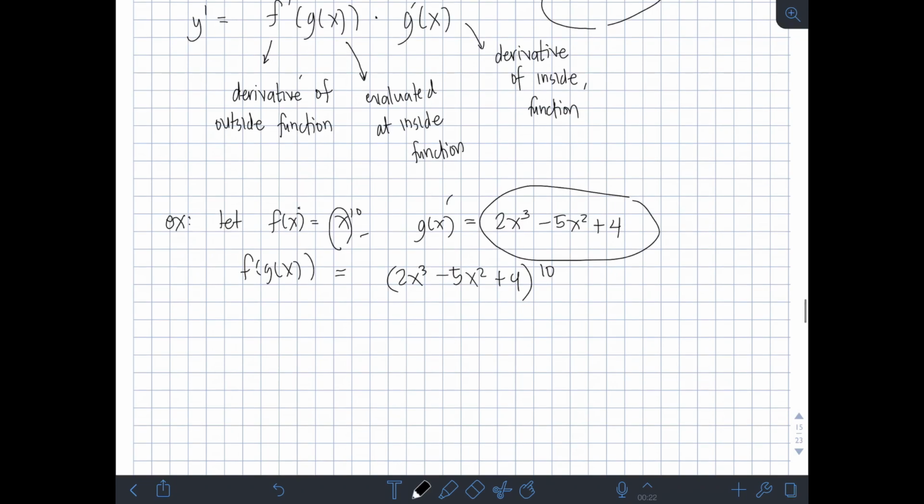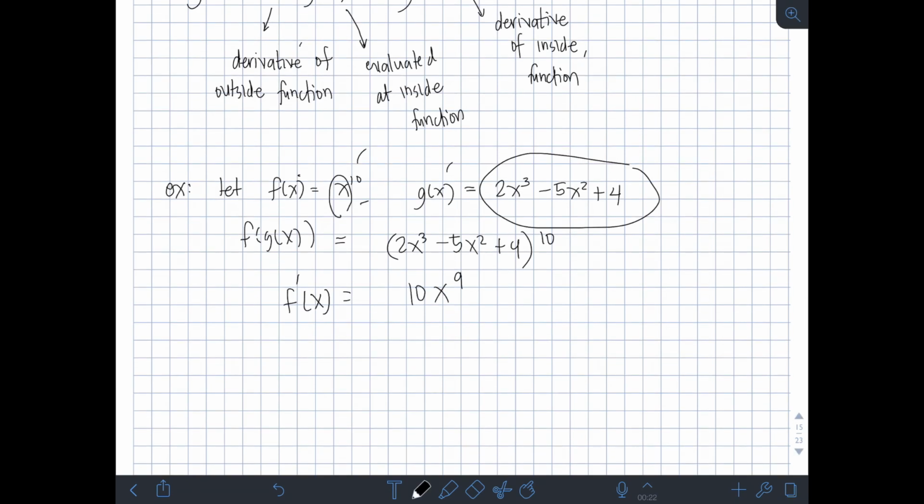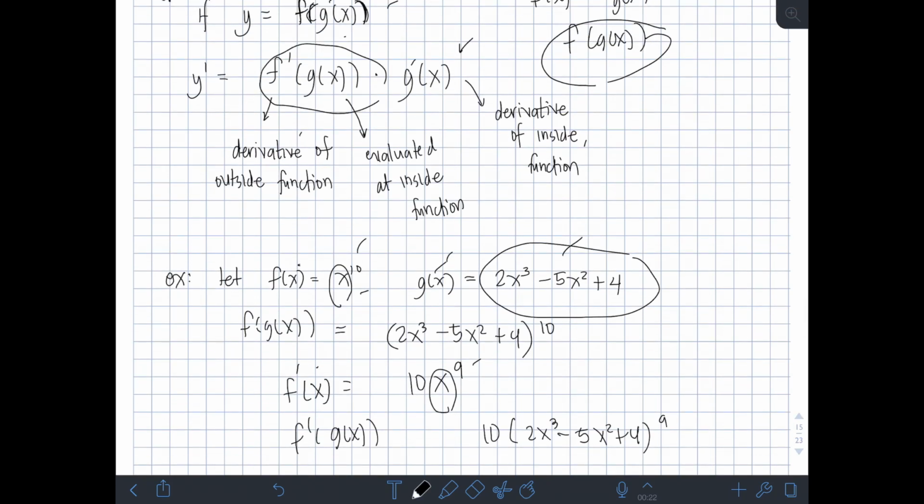Okay, so sundin natin yung formula. Hanapin muna natin yung derivative nitong f of x, which is yung x raised to 10, right? So power formula lang. 10x raised to 9, right? Now, i-evaluate natin itong f prime of x sa g of x. So papalitan natin yung x ngayon dito sa f prime of x na nakuha natin nitong g of x, which is ito pa ring polynomial. So magiging 10 times (2x cubed minus 5x squared plus 4) and then raised to 9. So ito na yung f prime of g of x.